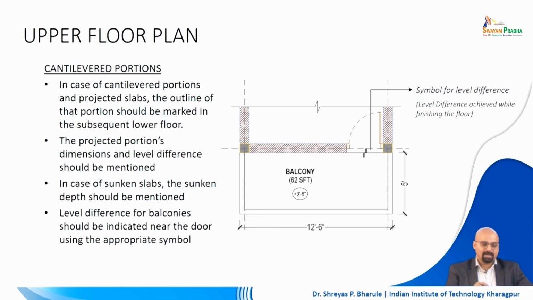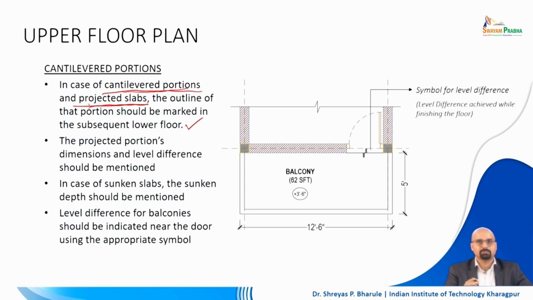So in case of cantilevered portions and projected slabs, there are 2 important points: cantilevered portions which will be hanging, projected out, and some slabs which will be continuing outwards. The outlines of these portions should be marked in subsequent lower floors.